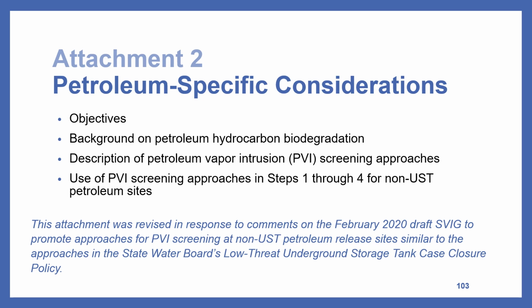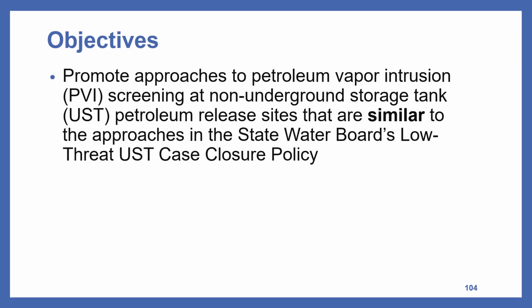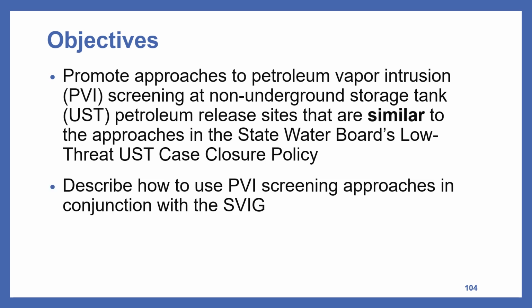The primary objective of Attachment 2 is to promote approaches to petroleum vapor intrusion screening at non-underground storage tank petroleum release sites that are similar to the approaches in the State Water Board's low-threat UST case closure policy. The second objective is to describe how to use these PVI screening approaches in conjunction with the SVIG.